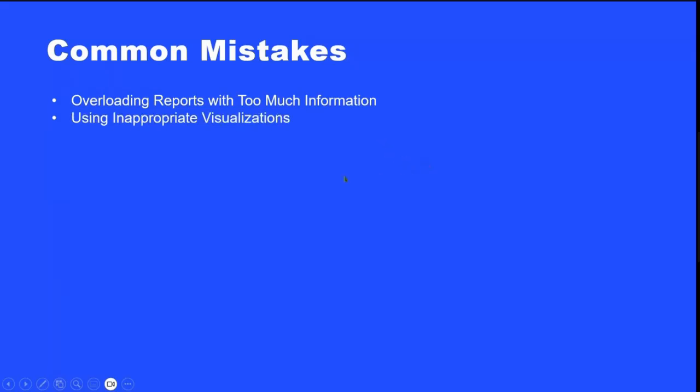Next is using inappropriate visualizations. Suppose you want to show a part-to-whole relationship, where you should use a pie chart. Instead of that, you use a bar chart, which might not serve the purpose. So you need to use the appropriate visuals depending on the kind of data.